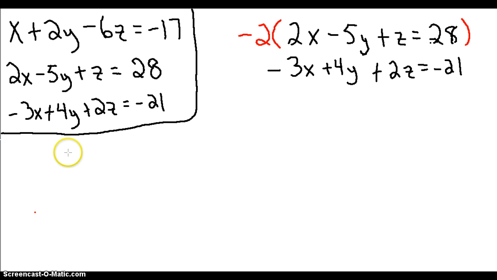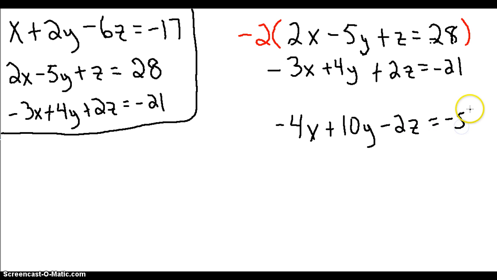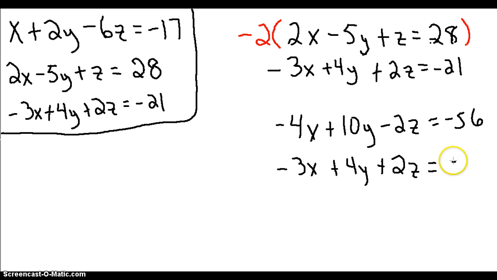Okay, so when I do that, if you multiply everything by negative 2, we get negative 4x plus 10y minus 2z equals negative 56. We don't need to multiply anything to the second equation. So you're going to see we got exactly what we need in order to cancel out z. Alright, negative 21. So now, using the elimination method, we add the two equations together.